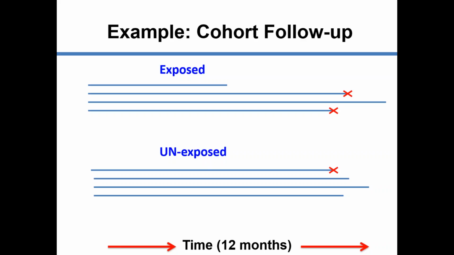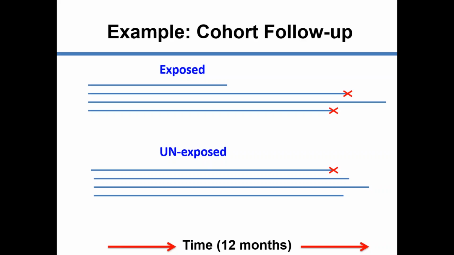And you're going to calculate the risk in the exposed and the risk in the unexposed, because that leads us to a very important measure in epidemiology. It's called the risk ratio. It's the ratio of the risk in the exposed versus the risk in the unexposed.